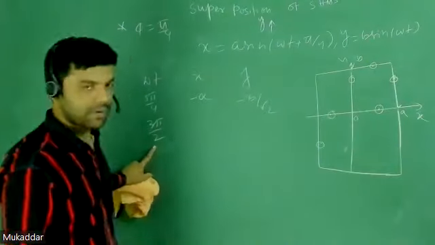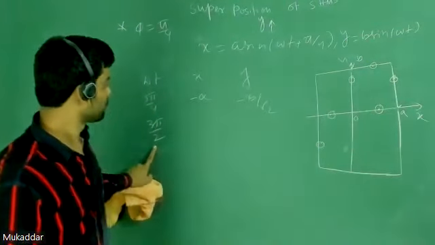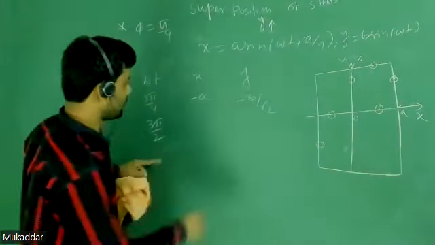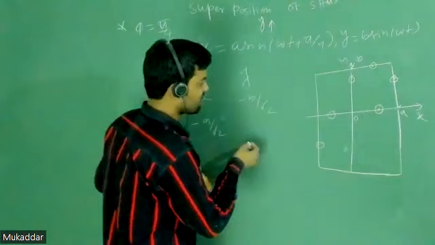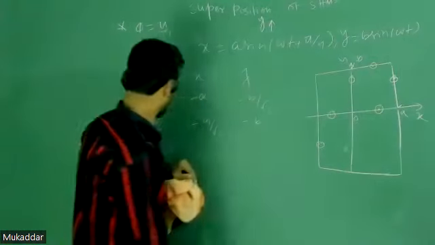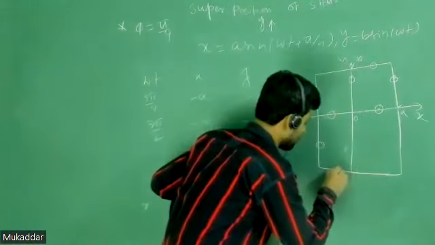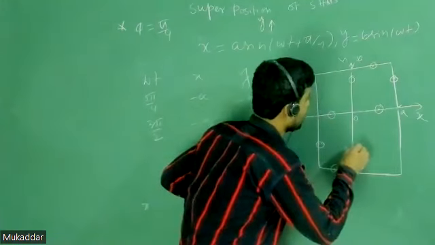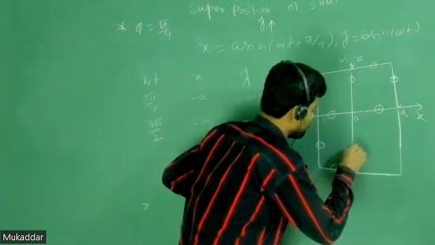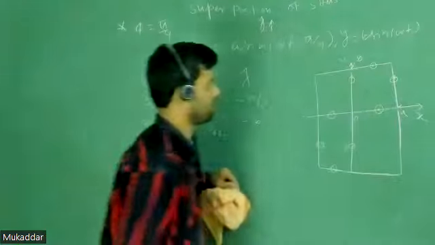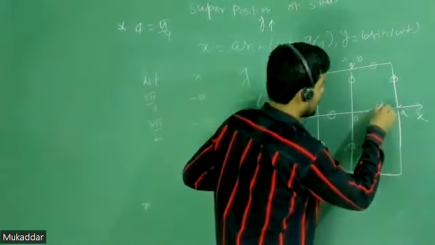At 3 pi by 2, where will the particle be, tell me? Minus a by root 2. Minus a by root 2. And then minus b. Yes, sir. Minus b. So it will be here. And similarly, in the next instant, you can get here. And next it will be here. So the trajectory you can see from here.